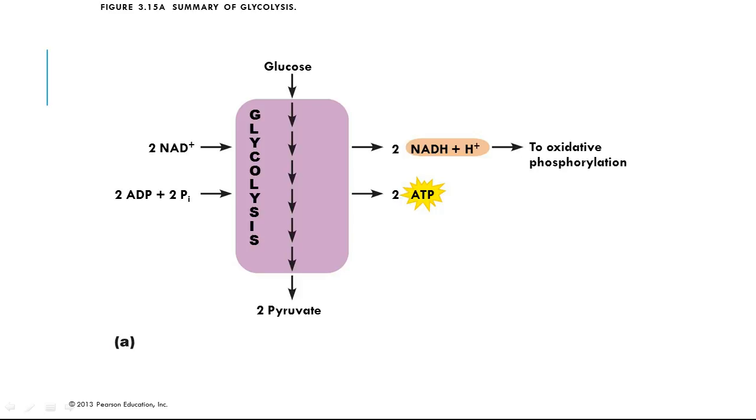Again, just reiterating that glucose is broken into 2 pyruvic acid molecules, producing for us 2 molecules of ATP, and then also 2 molecules of NADH and hydrogen ions. We also noted that the NADH and the hydrogen ions will probably be used for oxidative phosphorylation. We're going to assume they are.